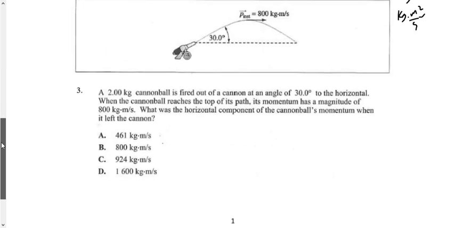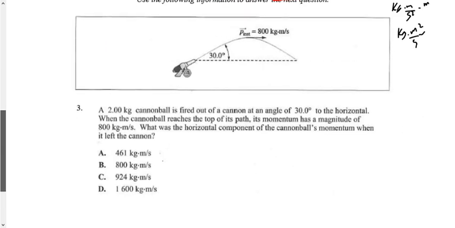Number 3. Some of you guys might kick yourself on number 3. It says a 2.00 kilogram cannonball is fired out of a cannon at an angle of 30 degrees to the horizontal. The cannonball reaches the top of its path. Its momentum has a magnitude of 800 kilograms meters per second. What was the horizontal component of the cannonball's momentum when it left the cannon? So the horizontal momentum at the top is 800. That's the magnitude of the momentum, the total momentum.